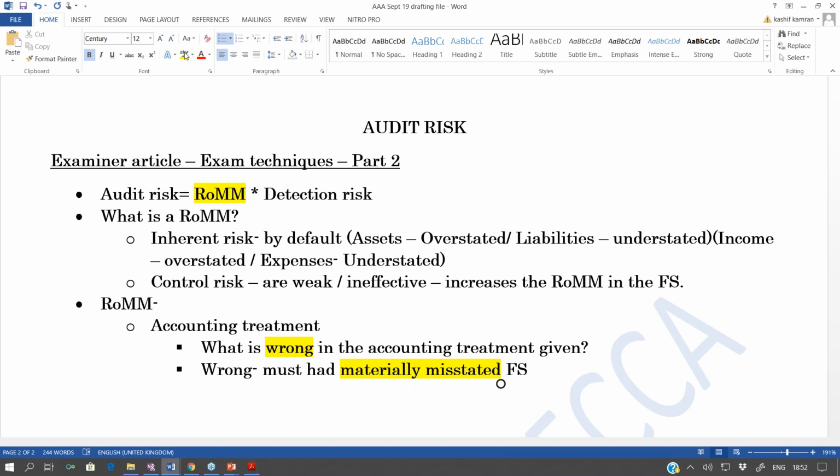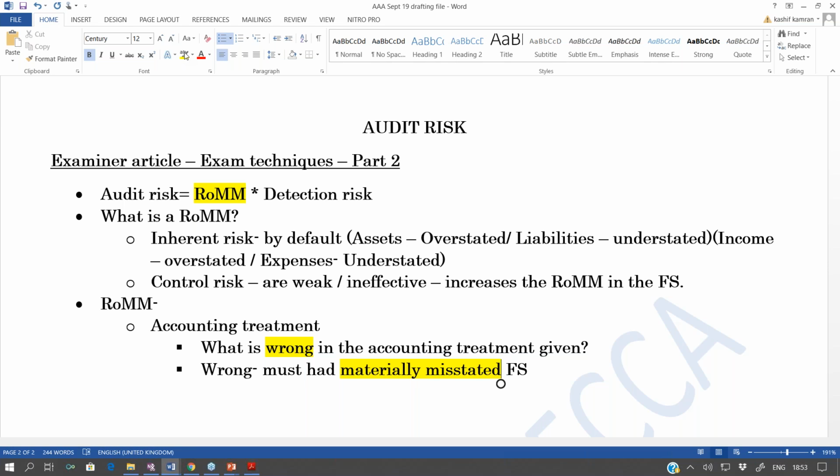So wrong accounting treatment, right? And try to connect the wrong accounting treatment. And obviously it has to be material, right? You need to find out the materiality. I'll be guiding you on that in my step 3 ahead. So what is the risk of material misstatement? Something which is by default inherent.